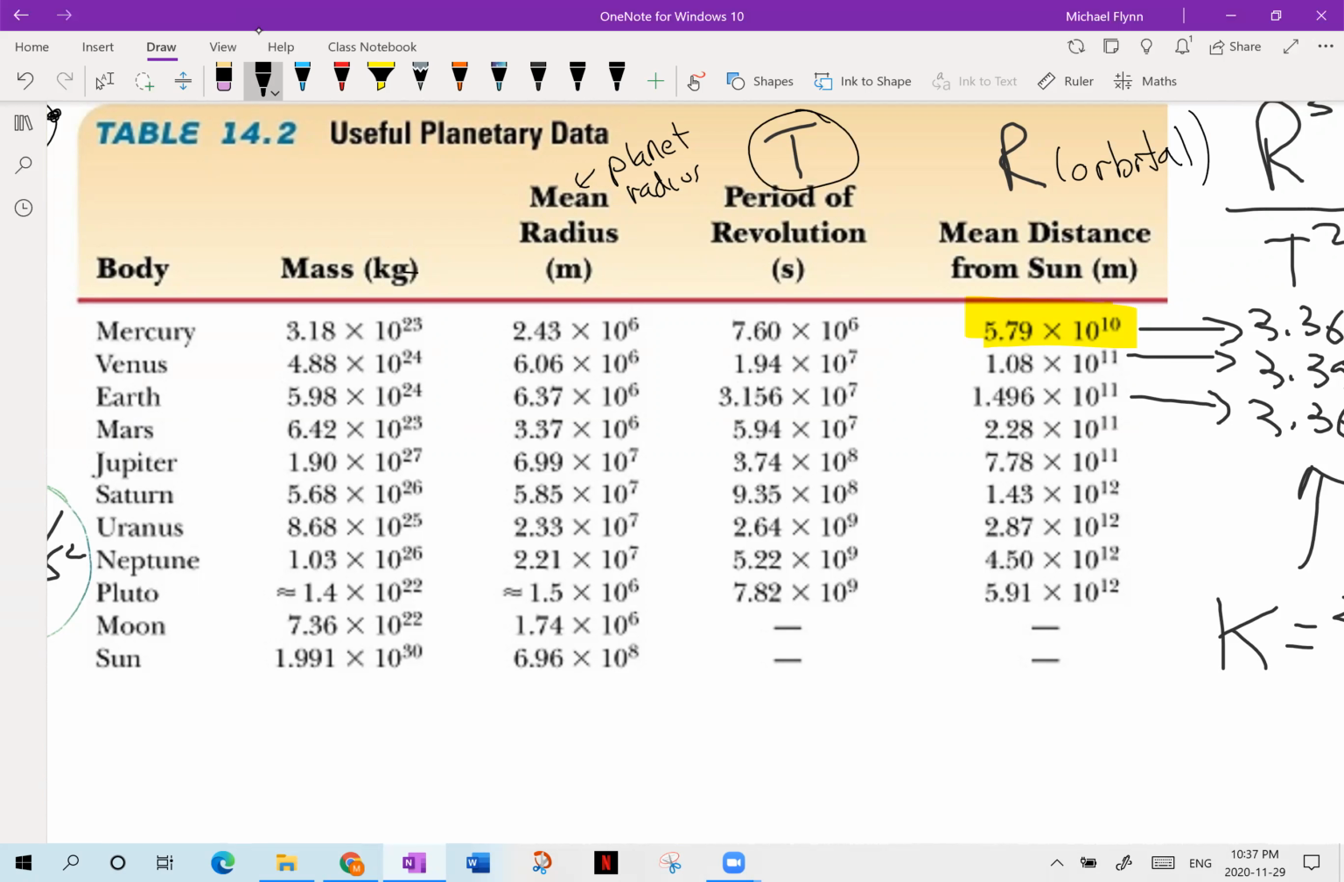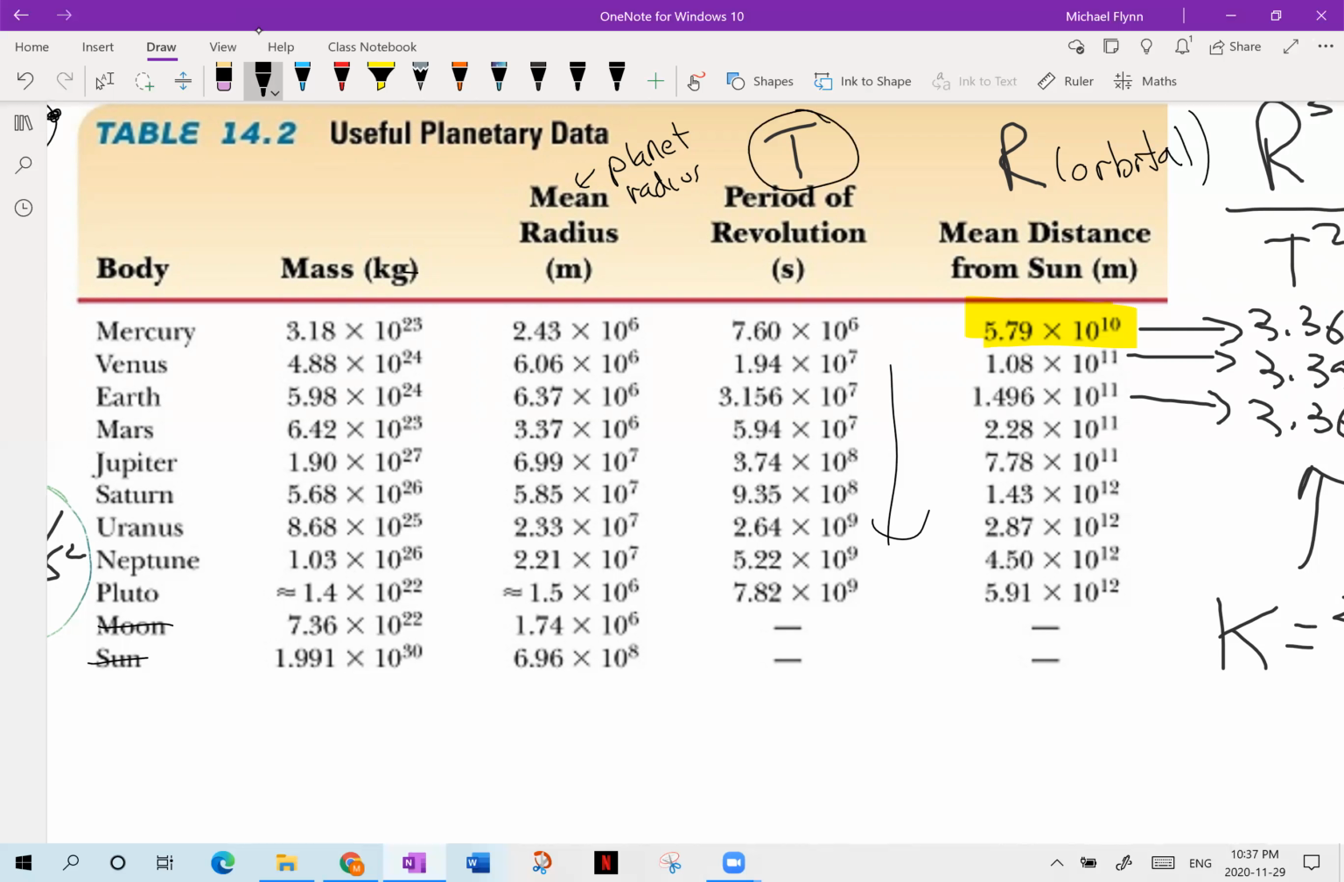And this is the period of revolution, T, how many seconds it takes for the planet to go once around the sun. Now notice there's a pattern of increasing values as you go down, for both the period and the mean distance, the R value. But there is actually a pattern in these numbers. Now we don't want to count the moon and the sun. Let's cross those out because they're not orbiting the sun. All right, so now let's take a look at some of these values.